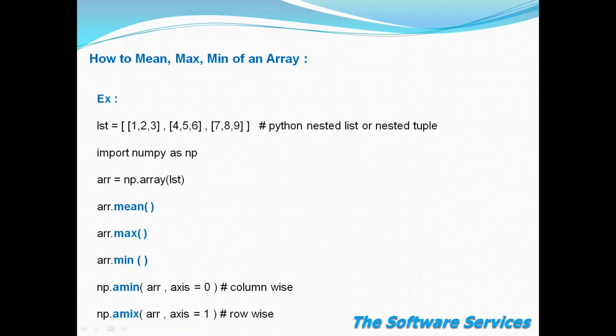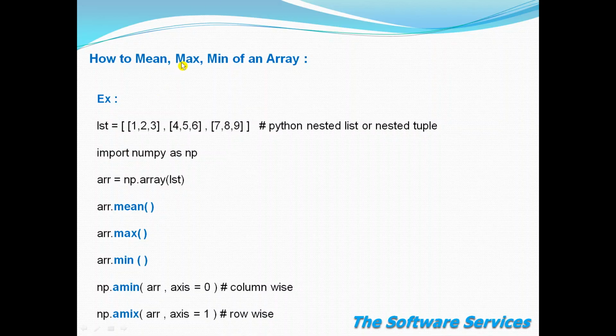In this class, we are going to discuss how to calculate the mean, that means average, the maximum value and the minimum value of a NumPy array. How we have to calculate these three calculations. Mean means average. As you all know, average means the sum of elements divided by the number of elements, that is the average, or in other words it is also called mean.